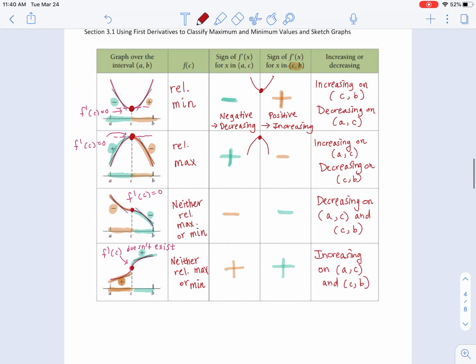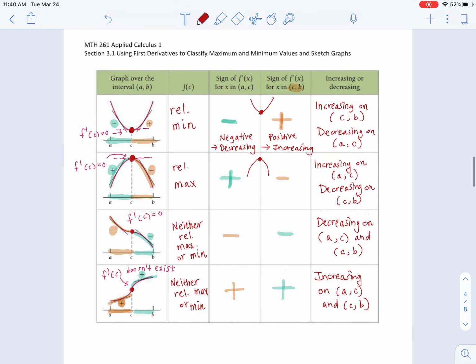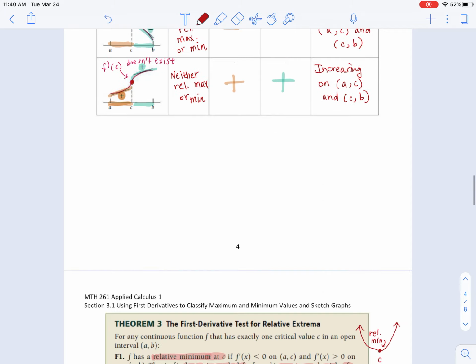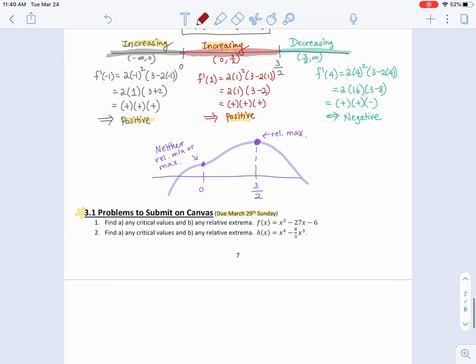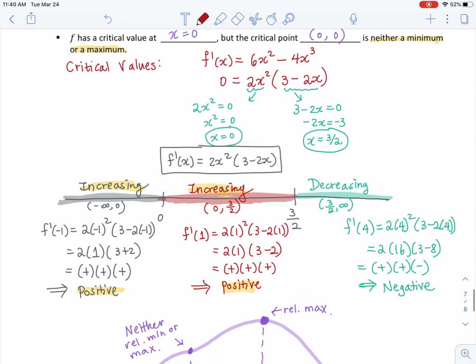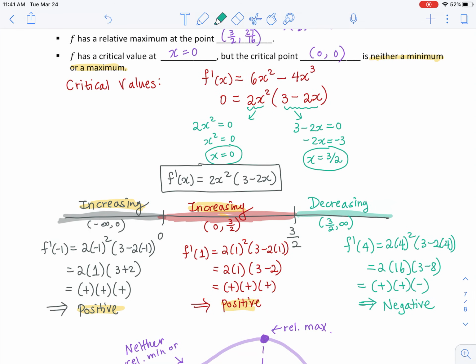So that's how we tell whether it's a relative minimum or maximum, but it doesn't have to be one of them. It may just be a critical point, and if the sign of f prime doesn't change, then we have to just say it's neither a relative max or min. And that happened when we did example 6, right? You see how in this example it increased and increased to the left and right of this point 0. So although point 0 was a critical value, it was not a minimum or maximum.